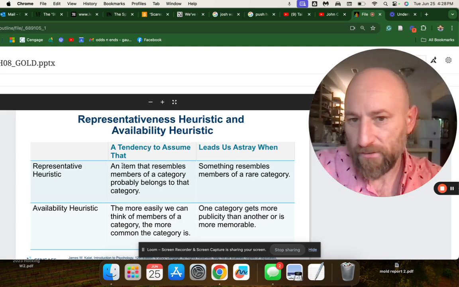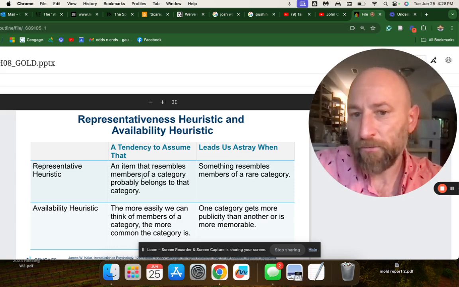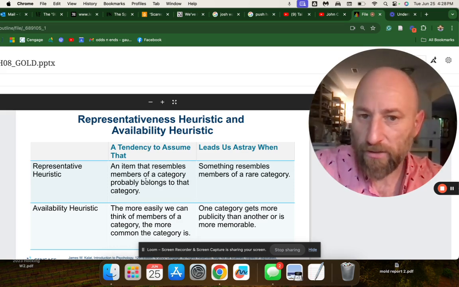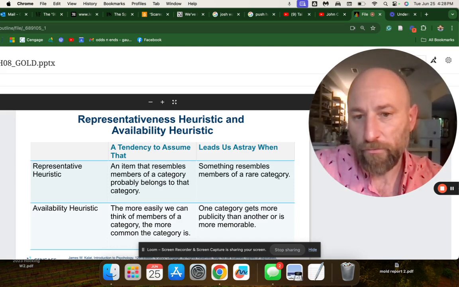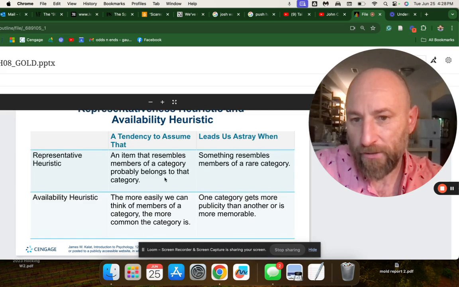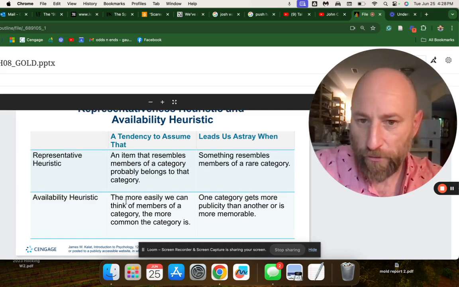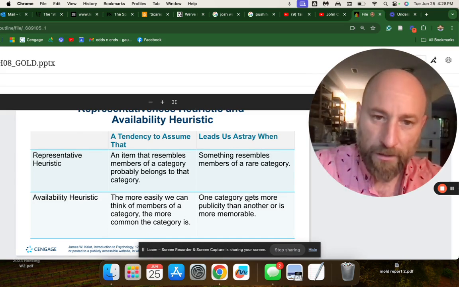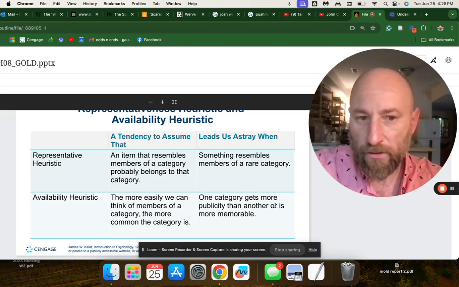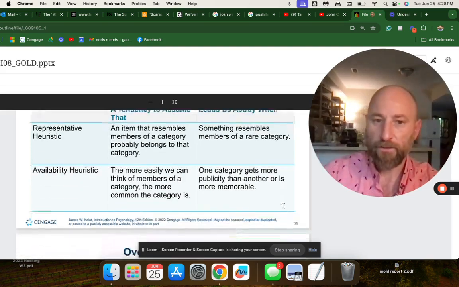Representative heuristic and availability heuristic, a little chart. Representative heuristic is a tendency to assume that an item that resembles members of a category probably belongs to that category, but it leads us astray when something resembles members of a rare category. Availability heuristic is a tendency to assume that the more easily we can think of members of a category, the more common that category is. But one category gets more publicity than the other, or is more memorable, which can lead us astray.